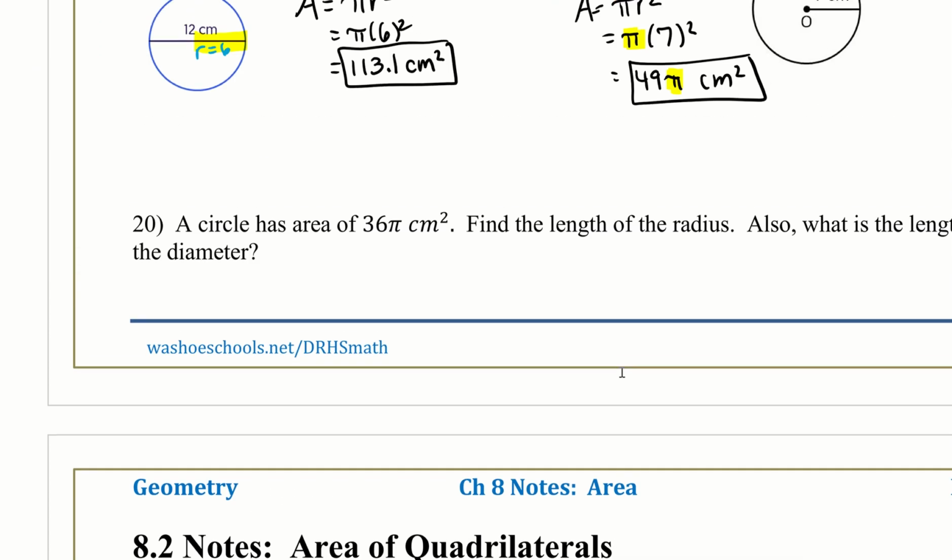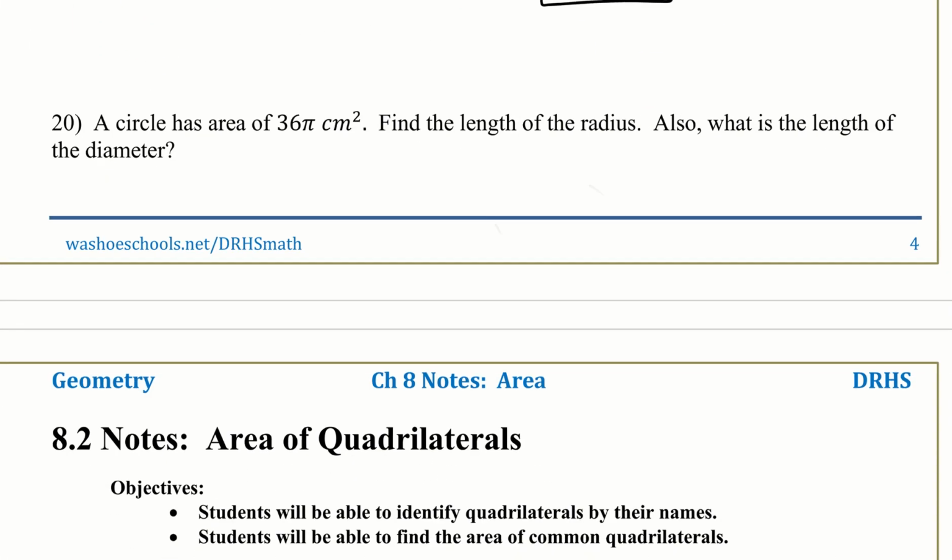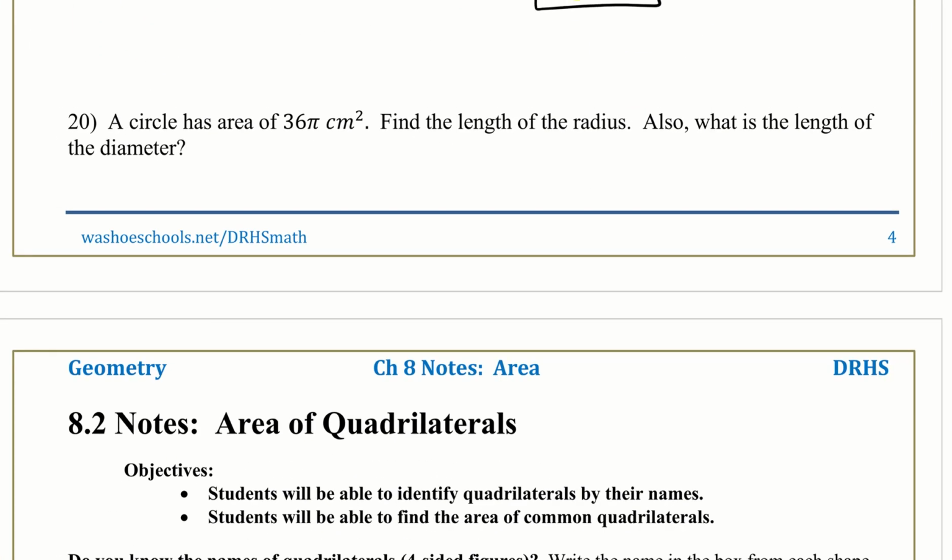Okay, we have one last one. A circle has an area of 36 pi centimeters squared. We want to find the radius and the diameter. Well, I'm going to start with the formula for area. And they told me the area. So this 36 pi, I'm going to go ahead and plug in on this side. And I want to solve this for the radius.